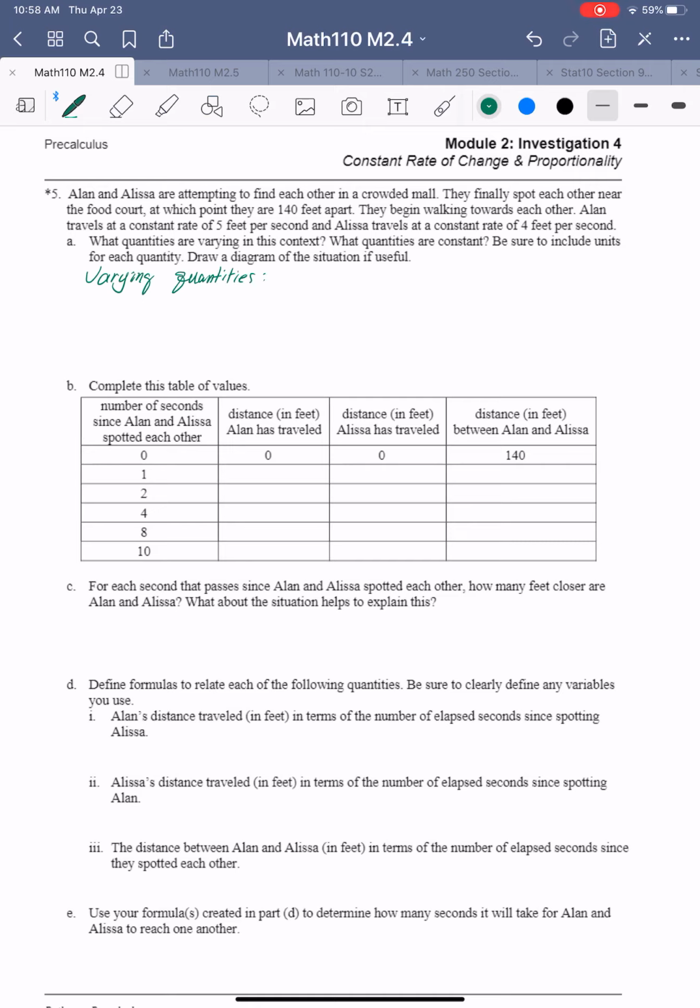So the varying quantity is going to be, first of all, the distance, for which we have to put the measuring unit, which is feet. The distance in feet that Ellen has traveled, and also the distance in feet that Elisa has traveled. And also the distance in feet between Ellen and Elisa, after they spot each other. Okay, so there's more, I can write it on. Okay, then what will be the constant quantity?